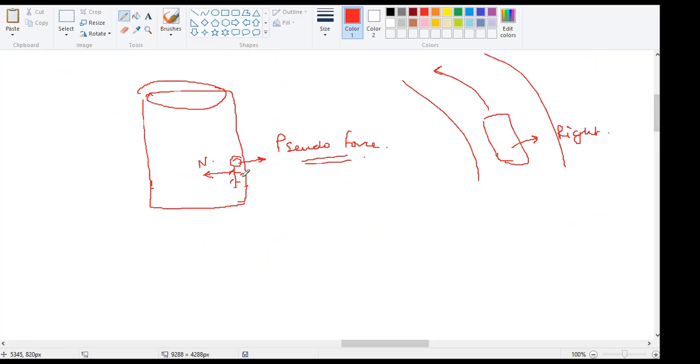You may be wondering, sir, how come my weight, mg, should be acting downwards? Well, weight should be acting downwards, but there must be some other force acting opposite to it, equal and opposite, and that will be your F friction, between your body or the clothes you're wearing and the surface of the cylinder. So that will be mu into N.